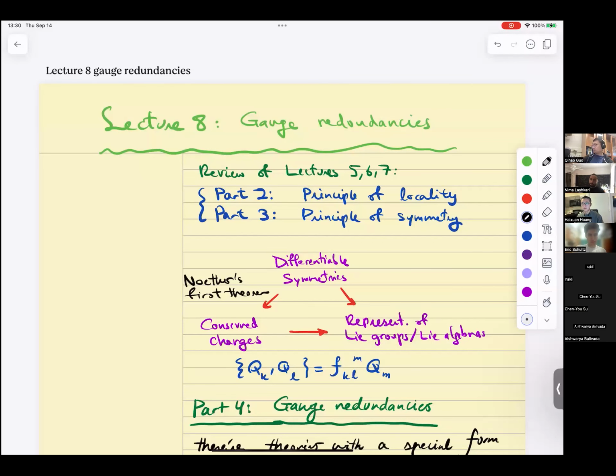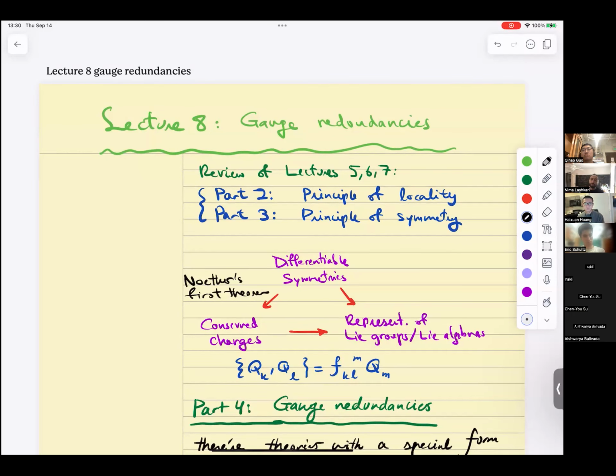Okay, so you can probably see on the website that I decided to spend more time on gauging variance. And now I turned it into a whole section. So we're going to spend 2 or 3 lectures on gauging variance. So today we're going to start part 4 of our quantum field theory course, still talking about classical field theory. And we're going to be talking about gauge redundancies.